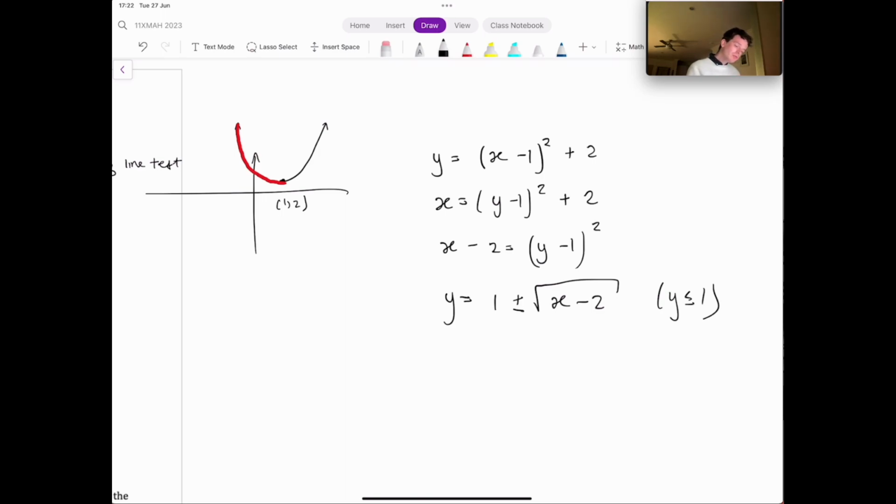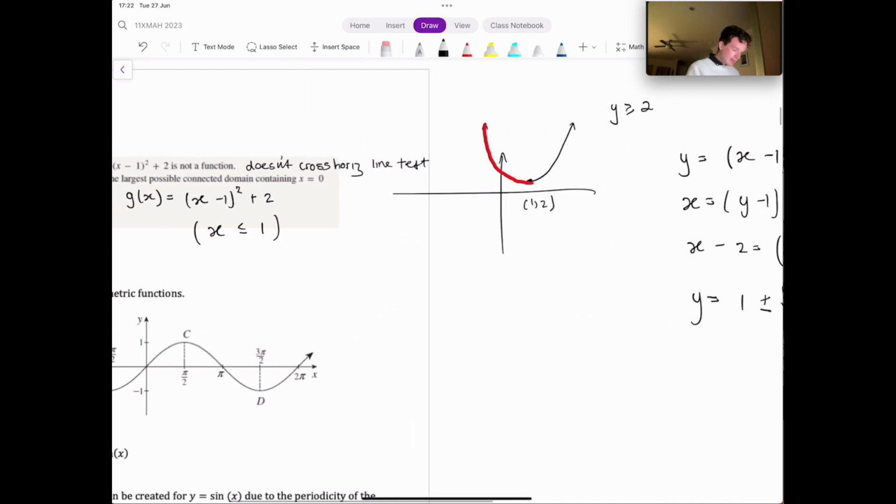Now on my original function, we also should note that y was never less than 2. So y is greater than or equal to 2. So in this function, x is going to be greater than or equal to 2. Remember, the domain and range of inverse functions swap.